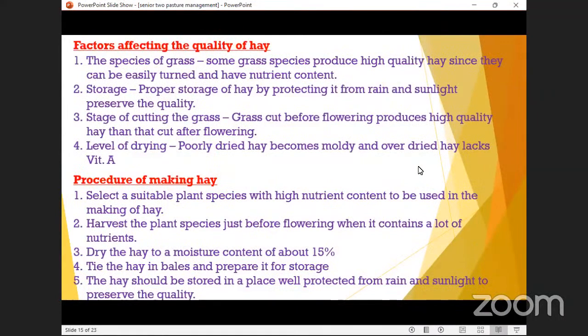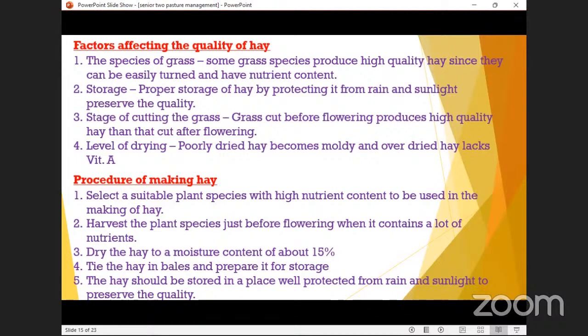So, other factors affecting the quality. Factors that affect the quality of hay. What makes hay unpalatable to the animals? The species of grass. For example, which type of grass have we used to make hay? Some grass species produce high quality hay, hence they can be easily turned and have nutrient content. There are some which are not nutritious. When they are given to animals, the animals don't enjoy them.